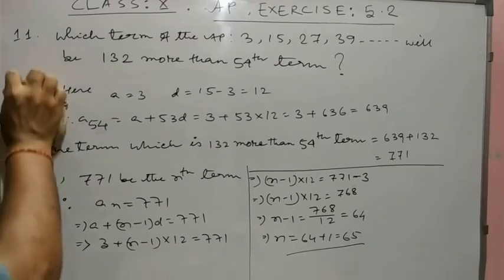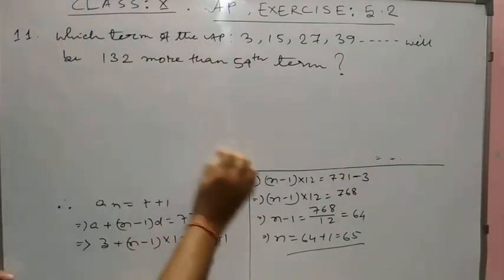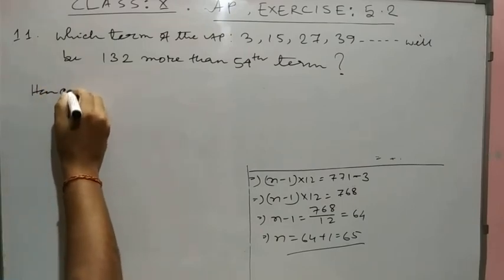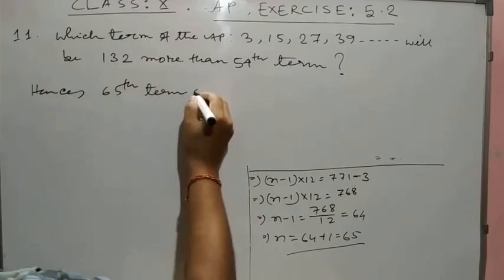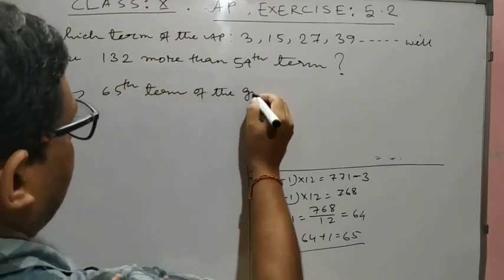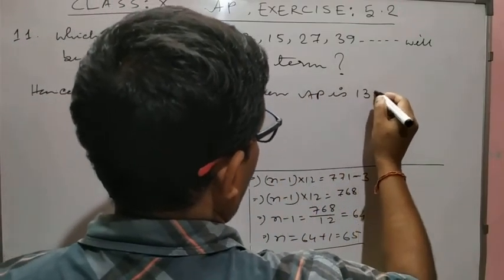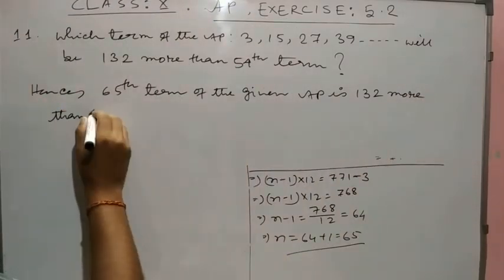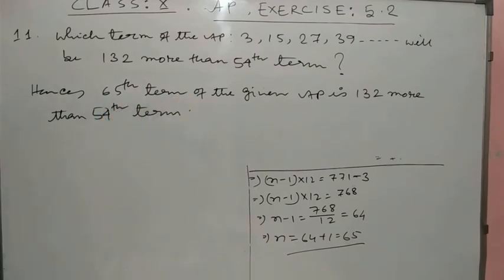Hence we can say that the 65th term of the given AP is 132 more than the 54th term.